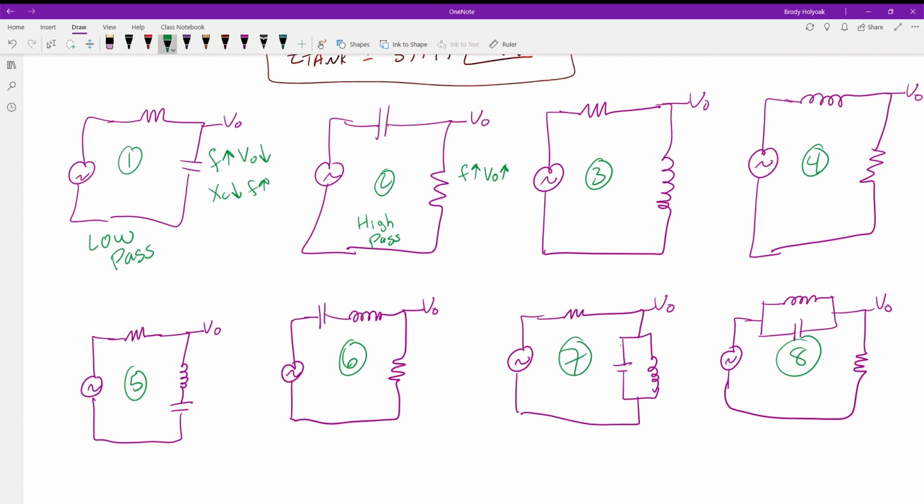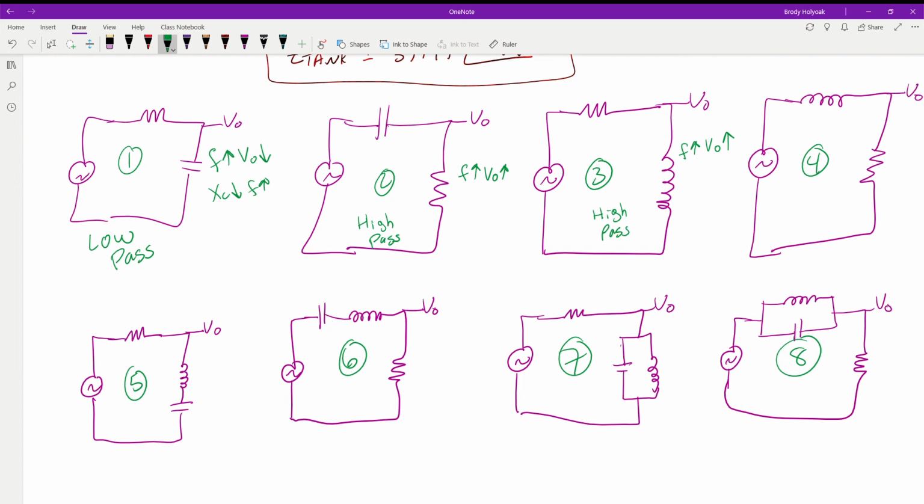Okay, now we're going to look at the inductors, kind of the same thing. What's my voltage going to do? If the frequency goes up, the voltage out is going to go up, because the X of L value of our inductor, as our frequency goes up, gets larger and larger, which means this is going to be taking more and more of the voltage. So with the output across the inductor, this is a high pass.